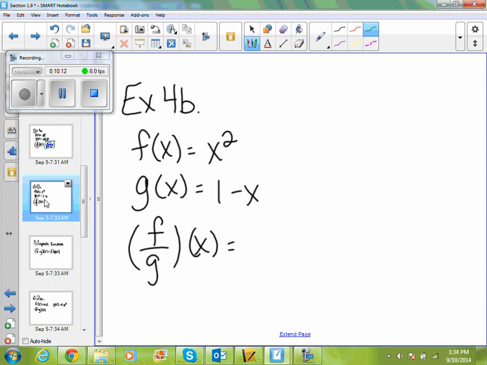Let's do one more of those. So f over g of x, where f of x equals x squared and g of x equals 1 minus x. So my f of x is x squared. My g of x is 1 minus x. Can that be simplified? Nope, this cannot be simplified, so that's as far as we go.